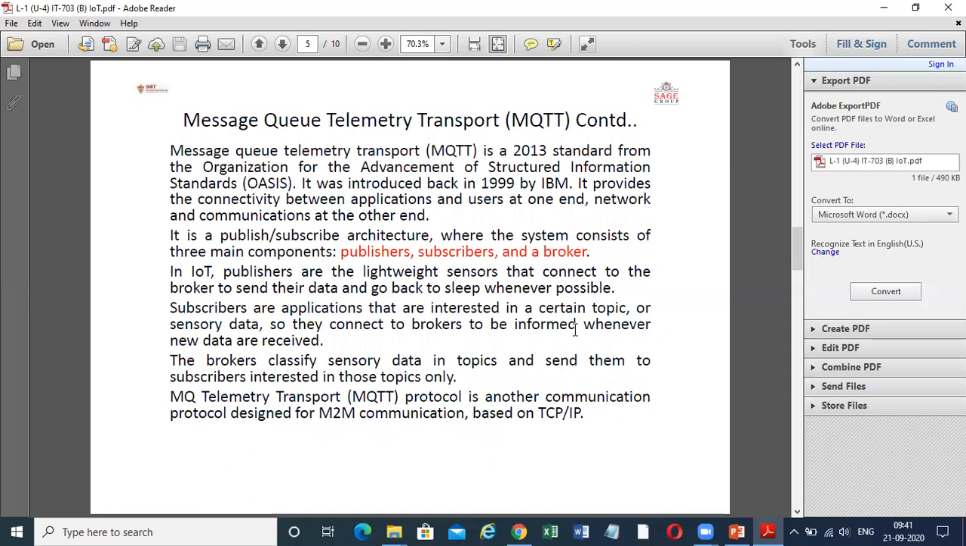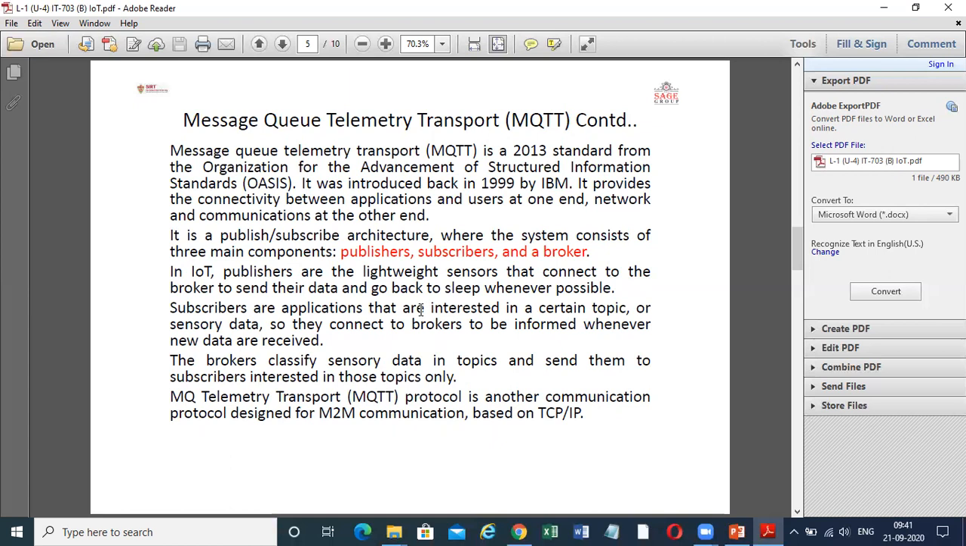Now, Message Queue Telemetry Transport, MQTT, is a 2013 standard from OASIS, the Organization for the Advancement of Structured Information Standards. MQTT came from OASIS in 2013. It was introduced back in 1999 by IBM. It provides connectivity between applications and users at one end and network and communication at the other end.